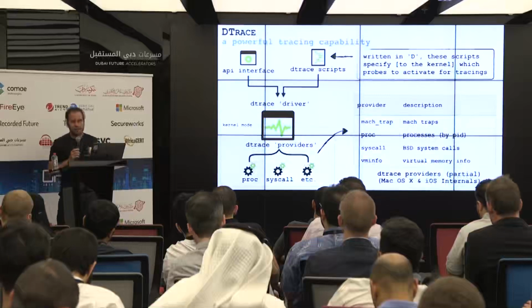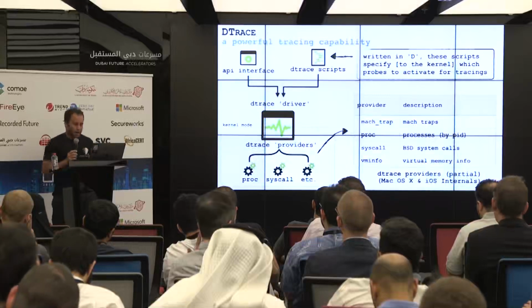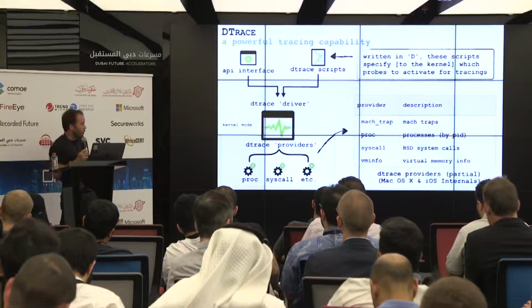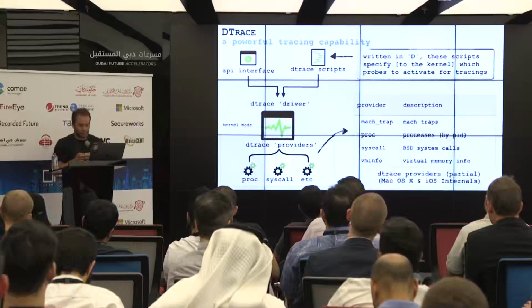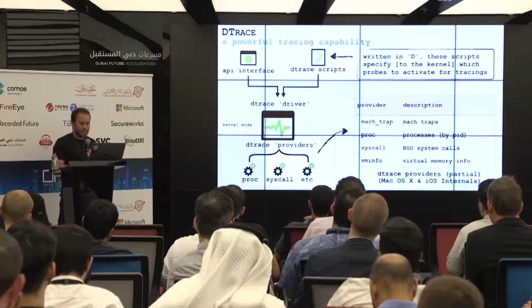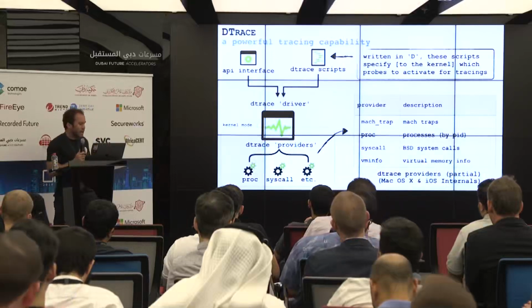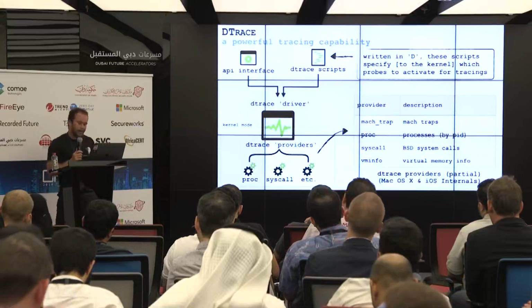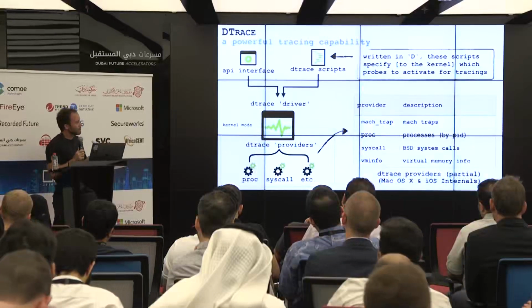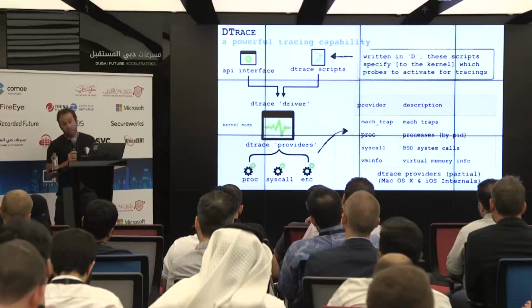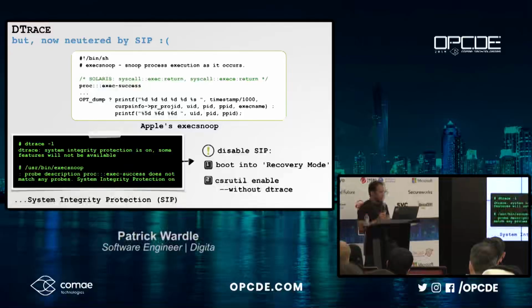And there's thousands of these probes that you can turn on. There's ones for processes, mach traps, syscalls, memory notifications. So on the table, we can see some of the dtrace providers. And again, these providers, you can think of them as high-level classes with which the probes are kind of associated.